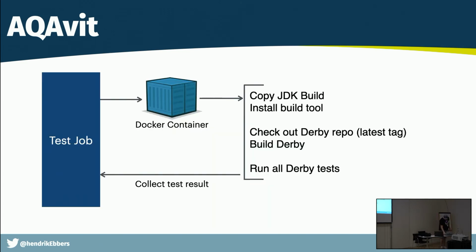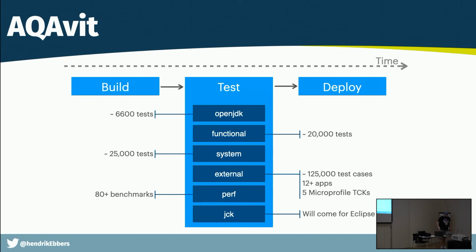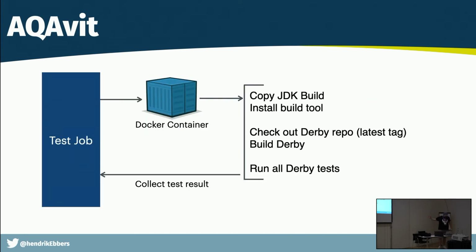Now, especially for this external group, this is done like this. We have our Aquavit test, and to run a test, we create somehow a container or isolated infrastructure. We cannot do everything in containers, it depends on the operating system, but for some we can create, for example, a Docker container, copy the JDK that we want to test into the Docker container, then check out, for example, the latest tag or a predefined tag from the Derby database, and build Derby by using our JDK.